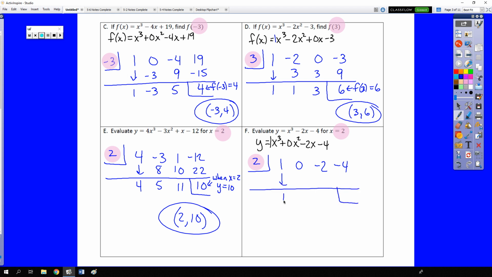Bring the 1 straight down. 2 times 1 is 2. Add down is 2. 2 times 2 is 4. Add down is still 2. 2 times 2 is 4. Add down is 0. So when x equals 2, y equals 0. That implies the point 2, 0.